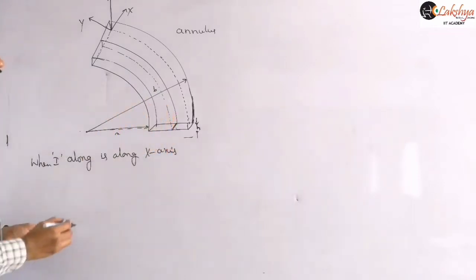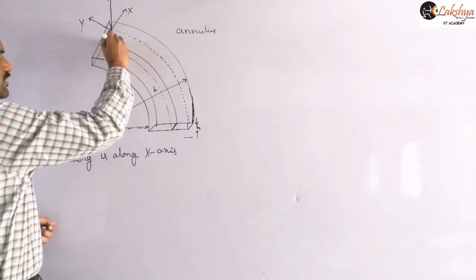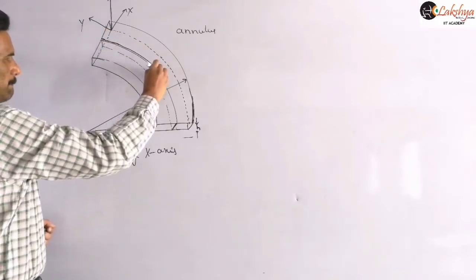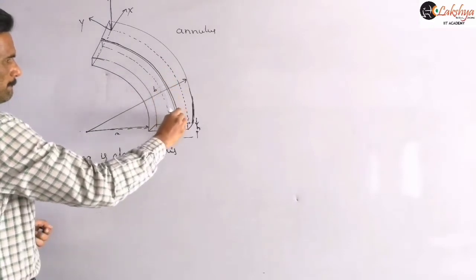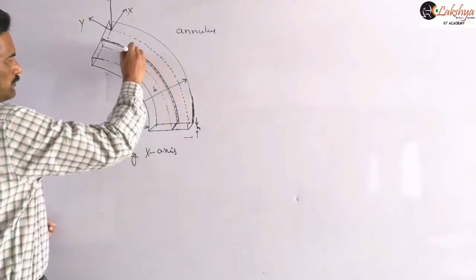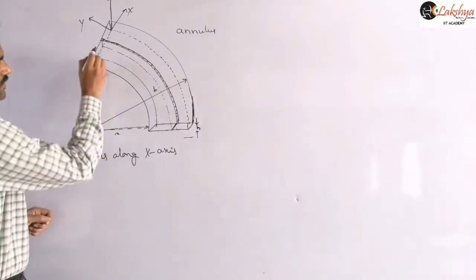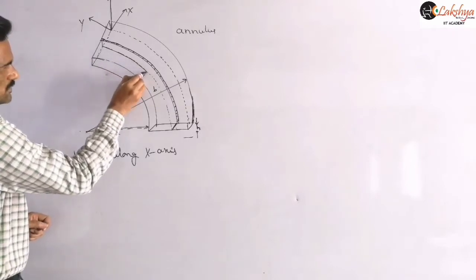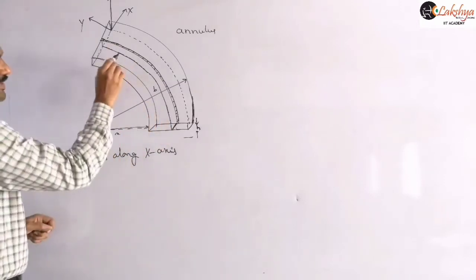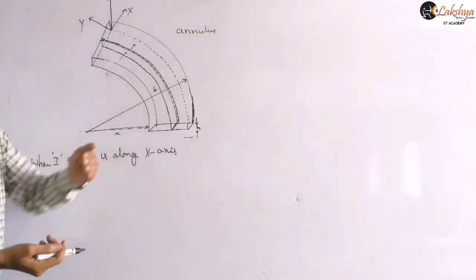So, this is the element I am getting there. We need to take a small element with some width dr also to consider here. So, I am taking it like this. Now our element is this one, and I am drawing it as a continuous line. Current is flowing along this direction, entering here and coming out here.